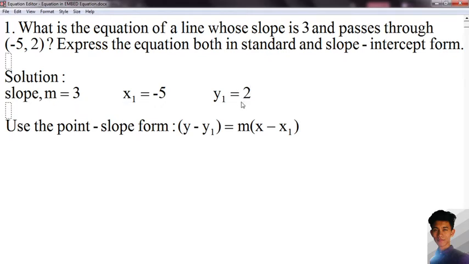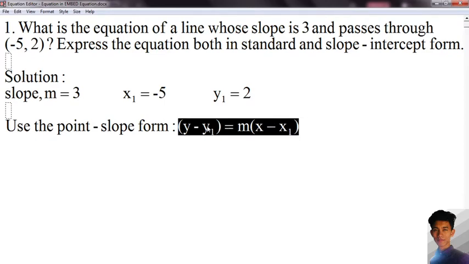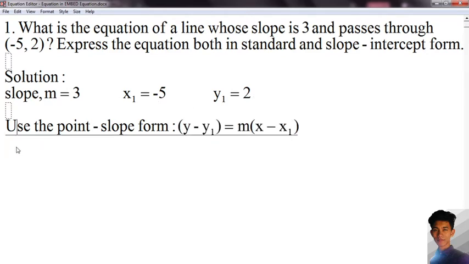And then, after that, pwede na natin i-substitute dito sa equation. So, we're going to use the point slope form. So, ito ang ating formula, no? Yan, the point slope formula na kung saan dito natin ipa-plug in yung mga values. Okay? So, to solve for this, palit natin yung y sub 1. Ano yung y sub 1? Yung y sub 1 natin ay 2. Yung slope natin ay 3. Yung x sub 1 natin ay -5.